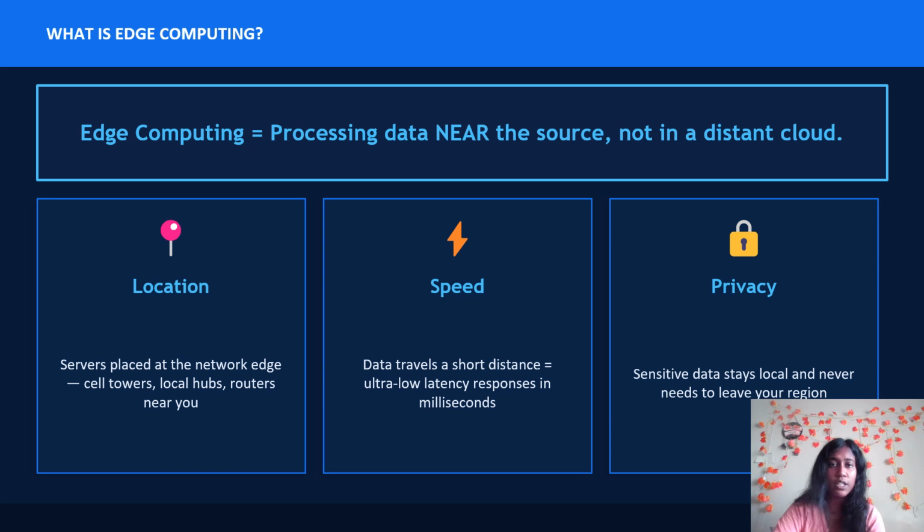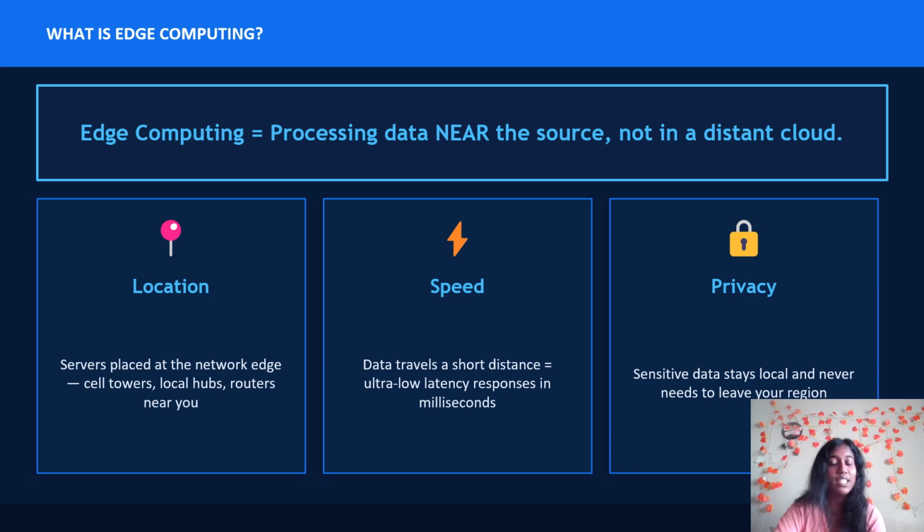And there are additional key benefits, such as reduced bandwidth usage, where less data is sent to the cloud, so there's lower network congestion. This saves cost on data transfer and cloud storage. Then there's real-time decision making. The devices can act instantly without waiting for cloud responses. This is essential for mission-critical systems like industrial automation or emergency response systems.